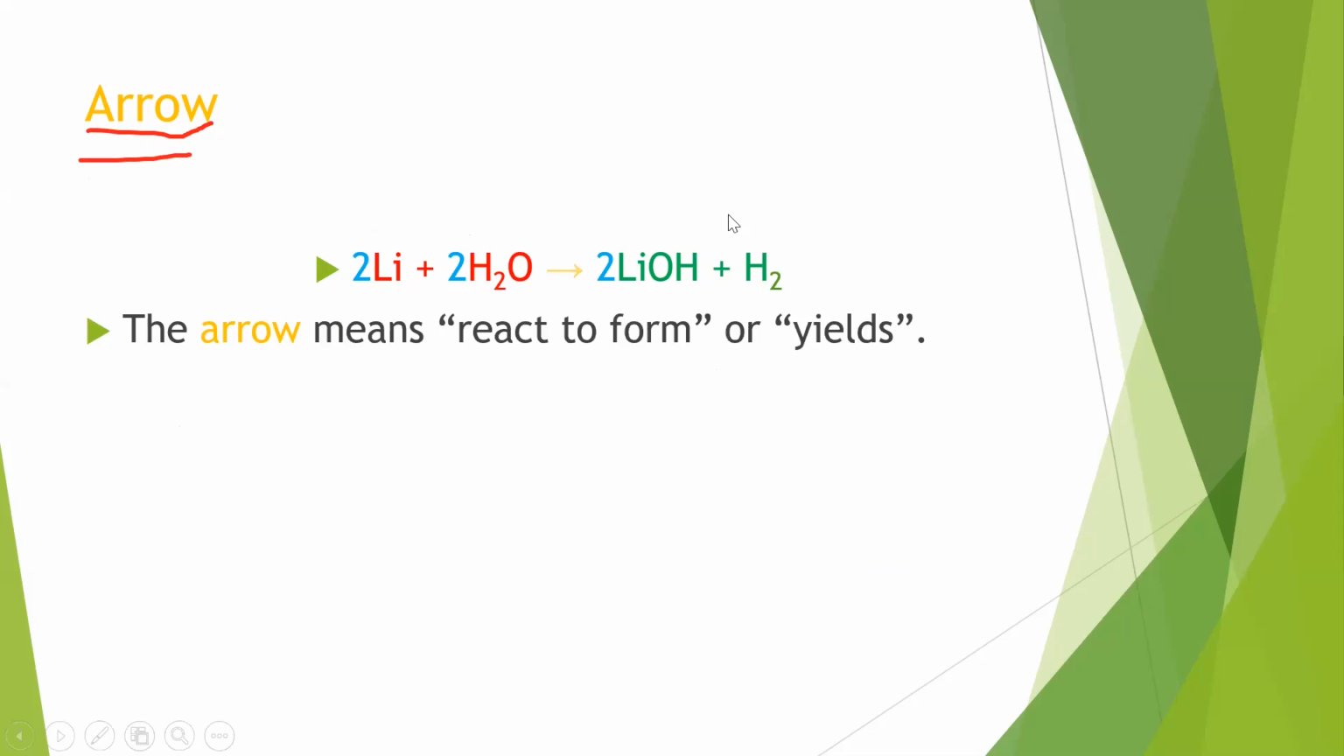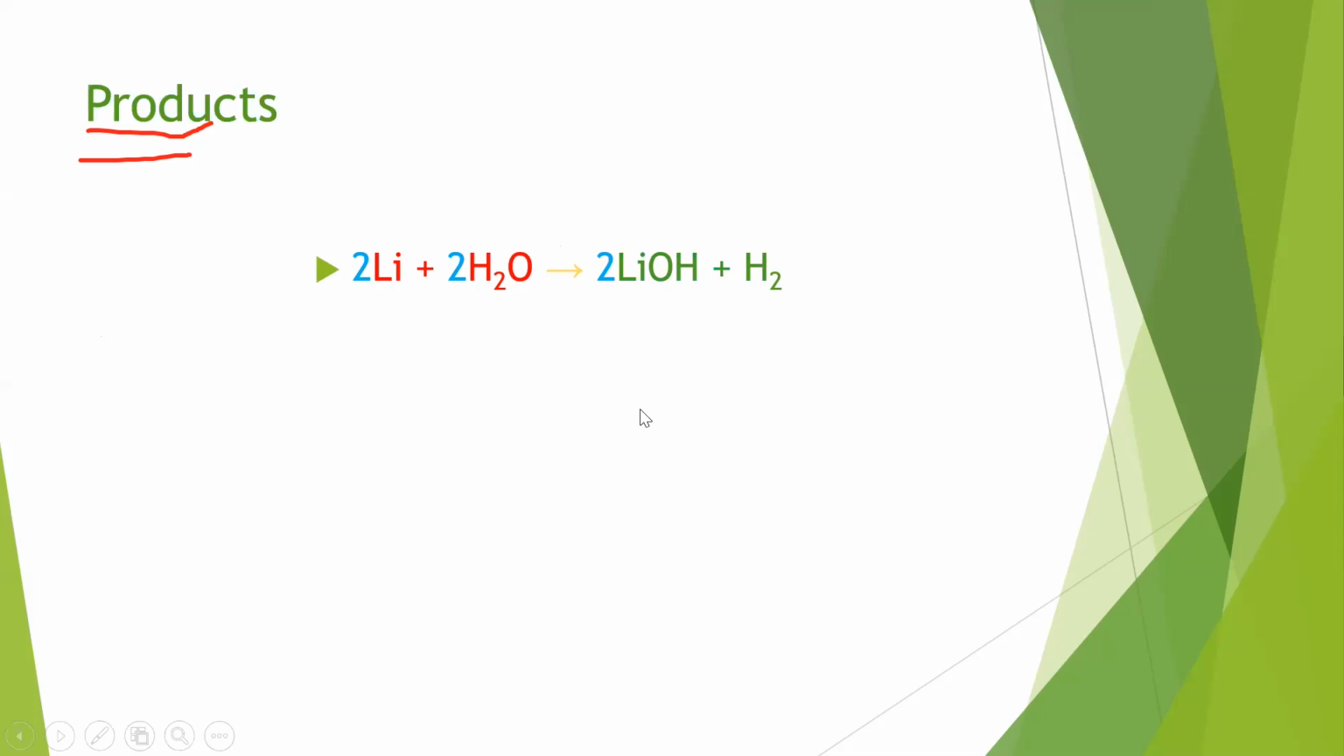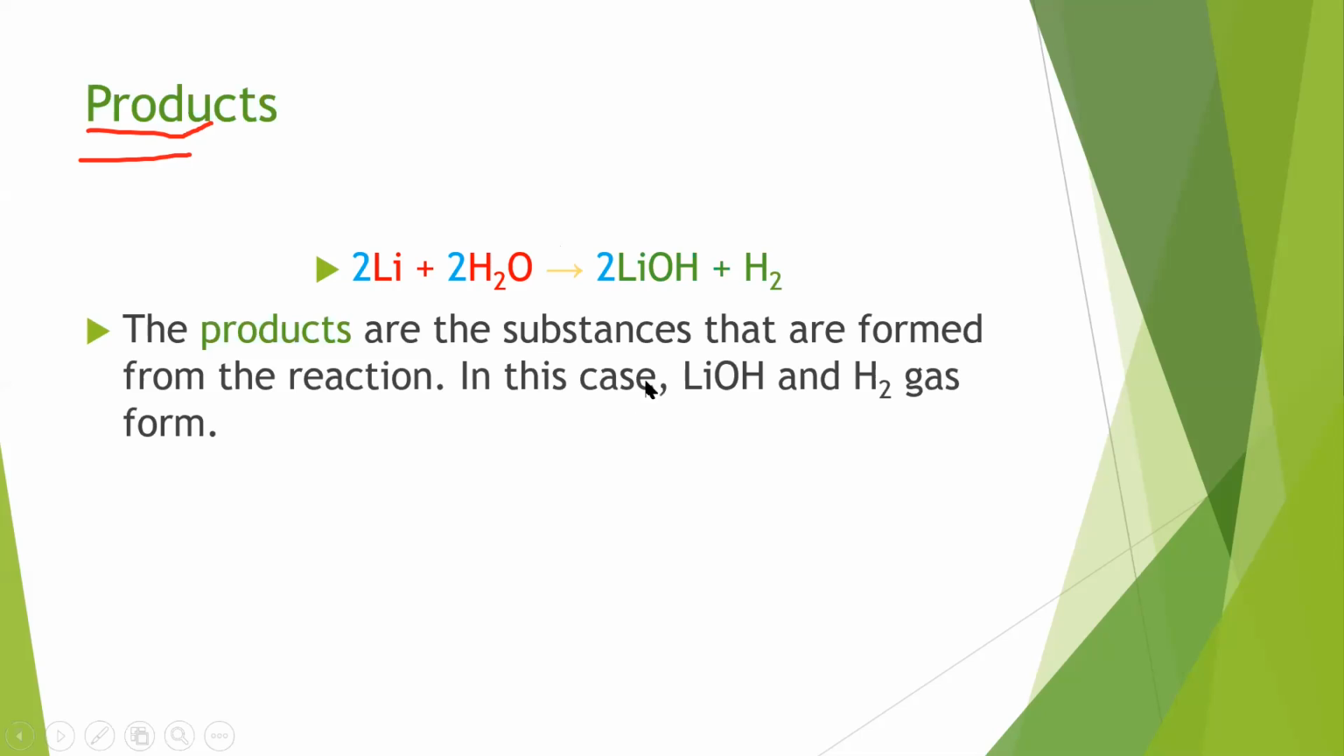Now an arrow. So arrow just basically means they react to form or yield. So we're reacting two things, and it's going to form the products to the right of the arrow. So the green things to the right of the arrow are the products, and the arrow means they react to form these products. The reactants form these products. And then products are the substances that are formed.